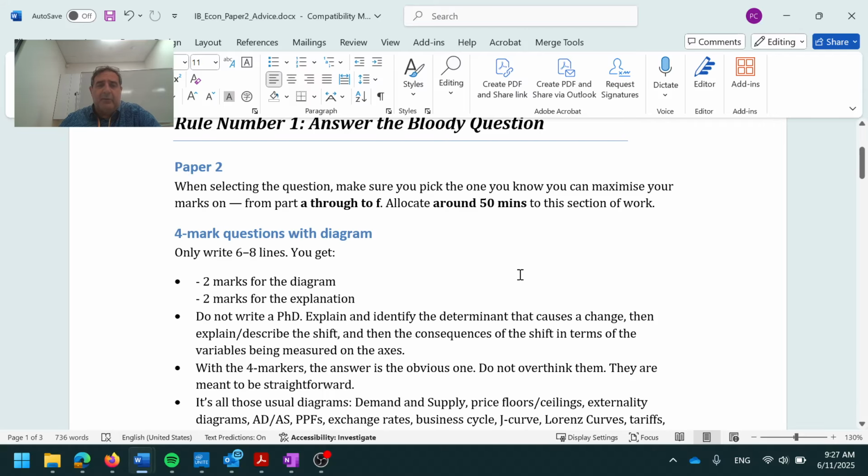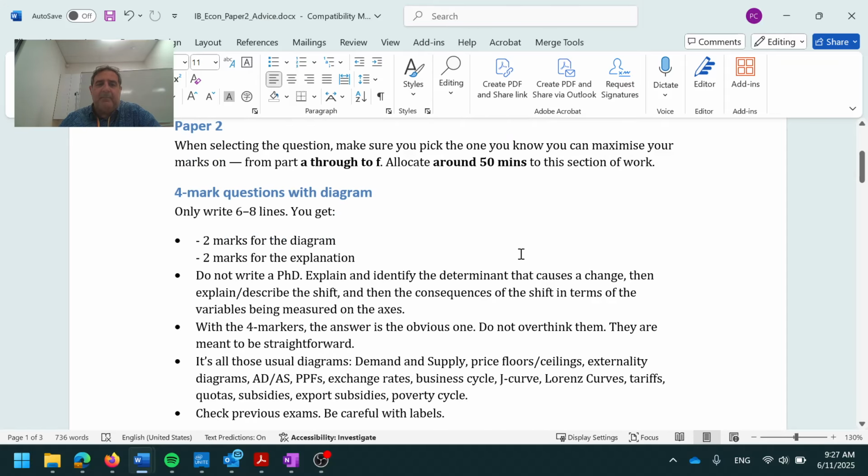Okay, let's look at the 4-marker questions with diagrams. As you know, only write 6 to 8 lines, because the allocation is 2 marks for diagrams and 2 marks for explanations. So as I say there, you don't have to write a PhD, just be pretty straightforward.